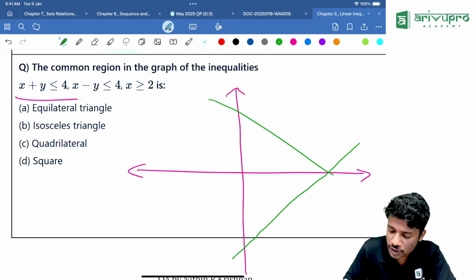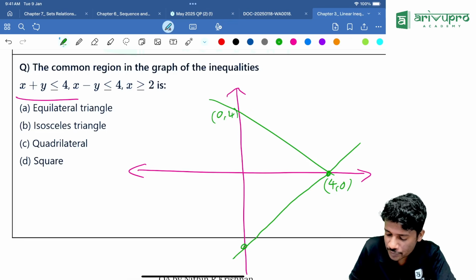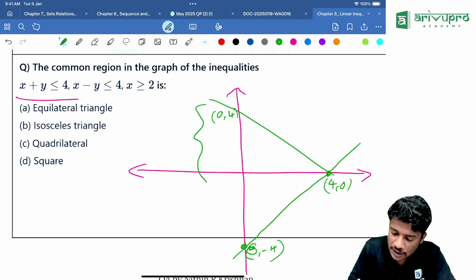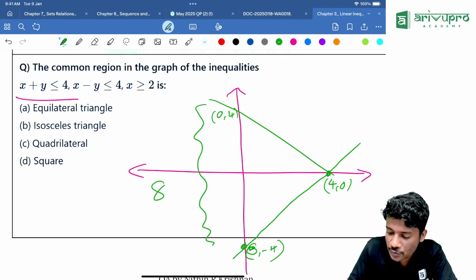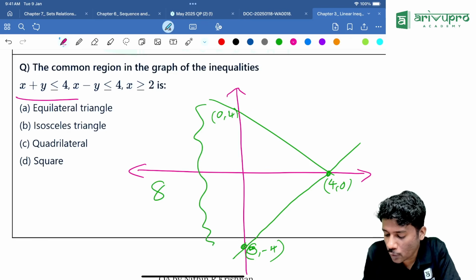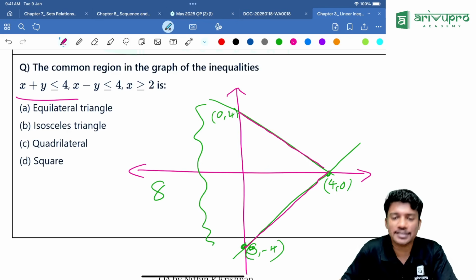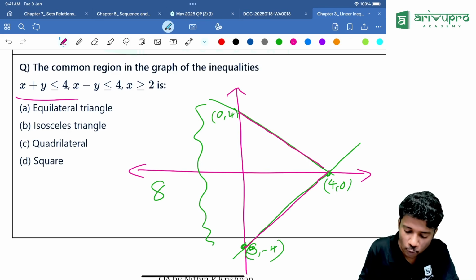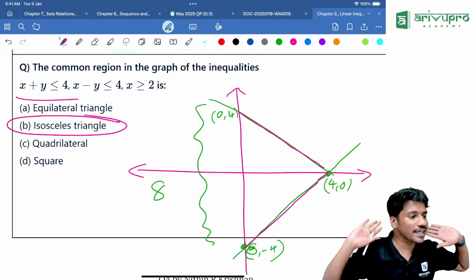Correct? Now this point is what? 4, 0. This point is what? 0, 4. This point is what? Minus 4, 0, minus 4. Now, how much is the total length over here? 8. These two sides will anyway be equal. We don't know whether it is equal to 8. So, it will be what? An isosceles triangle. Why? Because two sides will be equal.